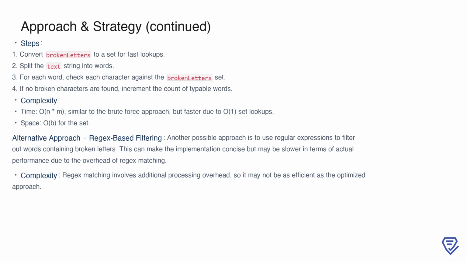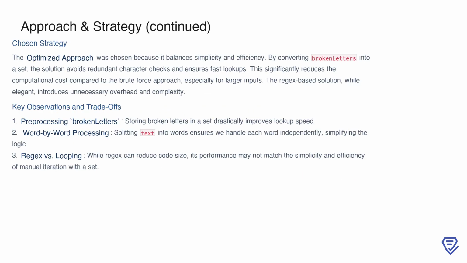While regex can make the code shorter, it may not deliver the same level of performance as the manual set-based iteration. Among the approaches considered, the optimized strategy was chosen as the most effective solution. By converting the broken letters into a set, we greatly reduced the computational cost associated with redundant checks. This pre-processing step ensures that each lookup operation is fast and allows the algorithm to handle larger inputs efficiently.